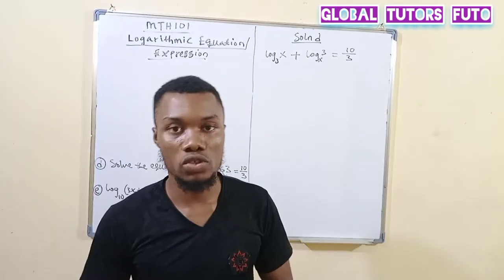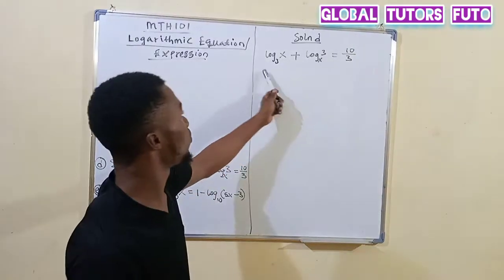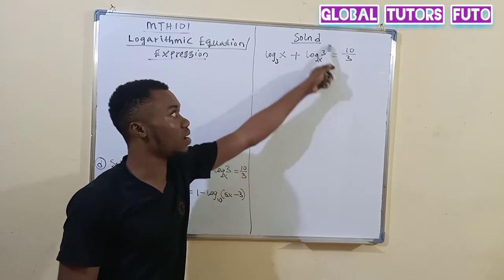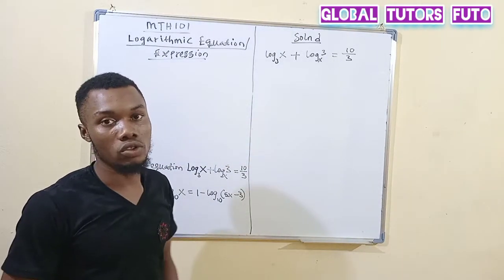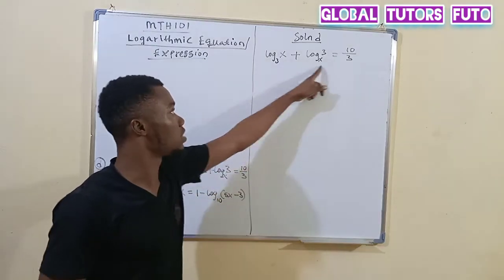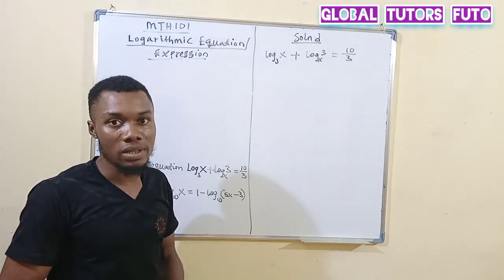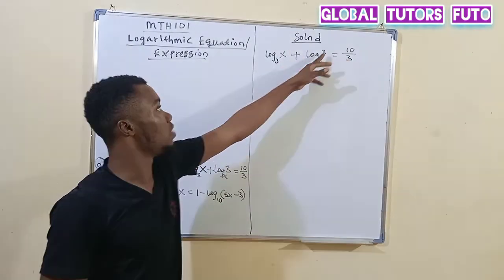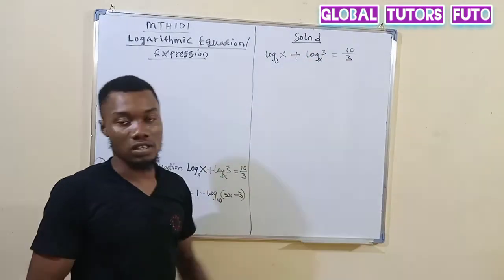Welcome back. Let's continue from where we stopped. Now look at what we have: log base 3 of x plus log base x of 3 equals 10 over 3. How do we simplify this kind of expression? If you look at this and this, you find out that they look alike, but the difference is that the base of this is the value of this, and the value of this is the base of this.